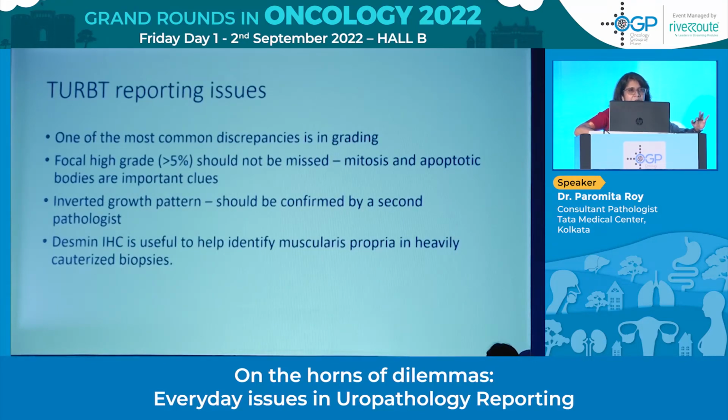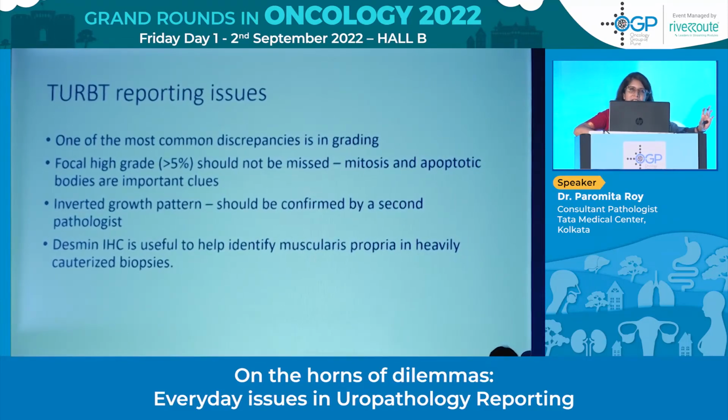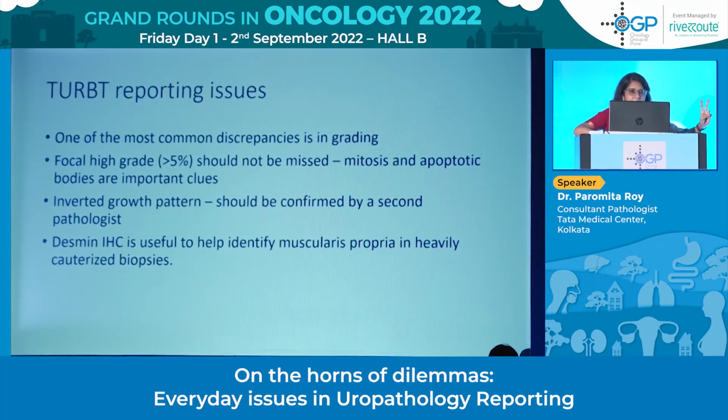For lack of time, I'm not going to be discussing our bladder cases in this talk, but actually bladder is the most common site of discrepancy in our practice, and the common issues, I'm sure all of you have been facing, are the difference of opinion on grade. So the focal high grade area we see is often missed, and the pointer to not missing that is looking for mitosis and apoptotic bodies. If you see apoptotic bodies, your antenna should go up that I should not be missing high grade, and then go on to high power view to screen properly for mitosis.